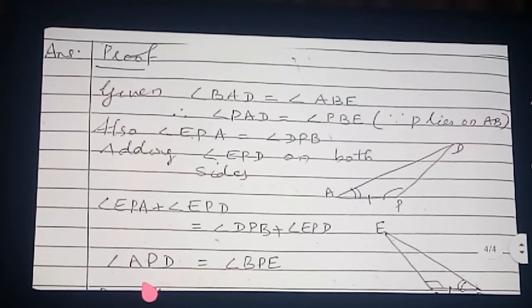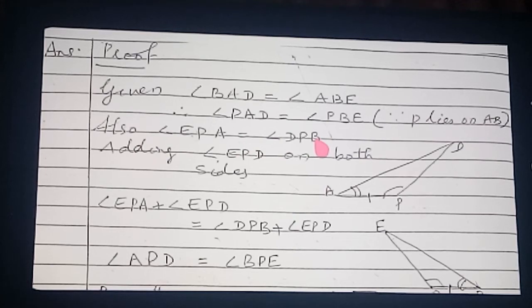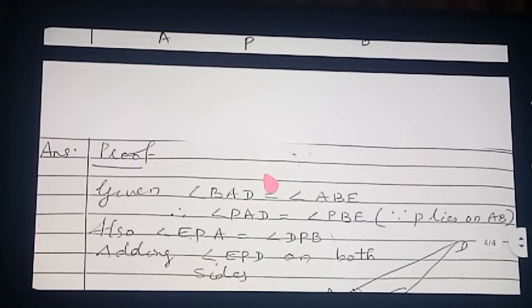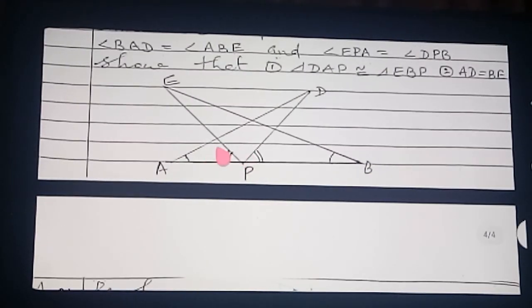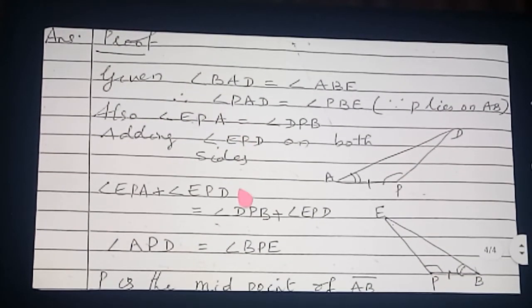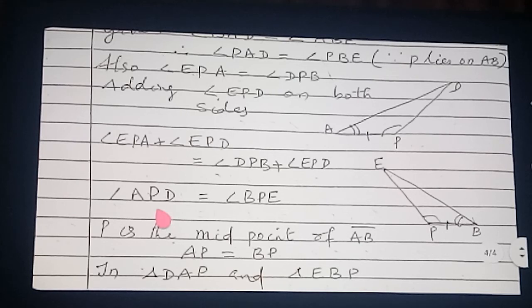See here. EPA is equal to DPB. So I am adding EPD on both the sides. EPD I added on both the sides. EPA plus EPD and DPB plus EPD. I told you already, I will add this common angle to both the angles. This angle plus this angle is the same as this angle plus this angle. Clear? That only I have written here. So what will you get? You will get the full angle APD. APD is equal to BPE.